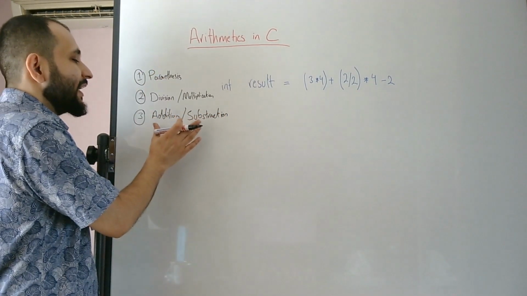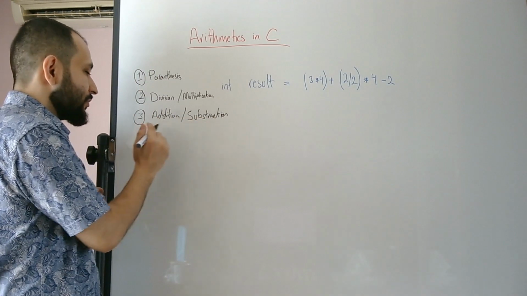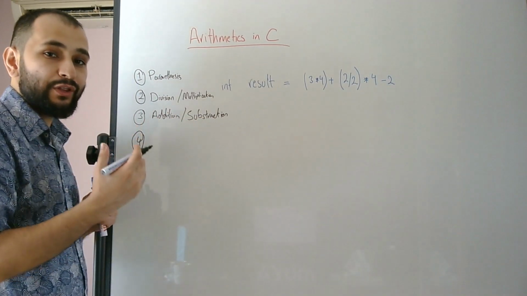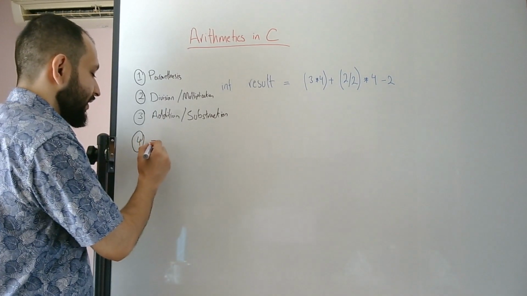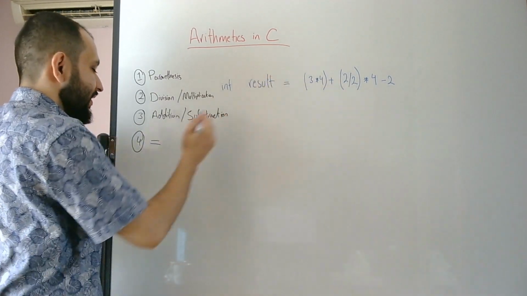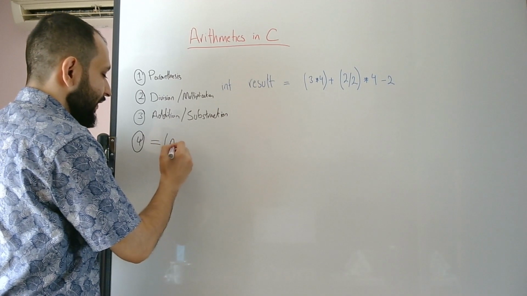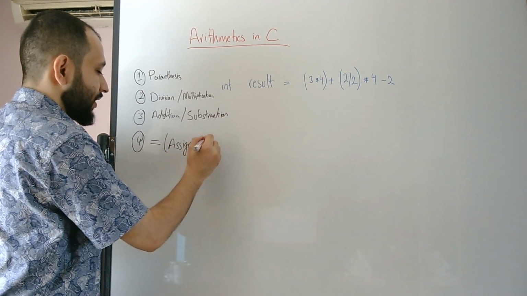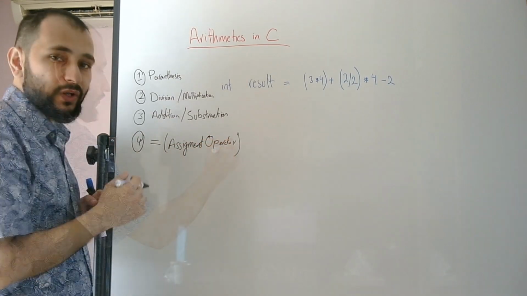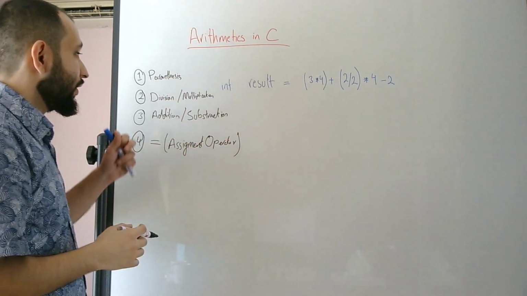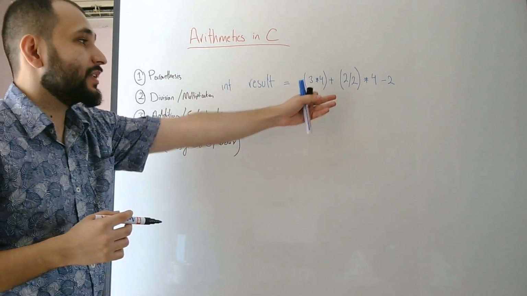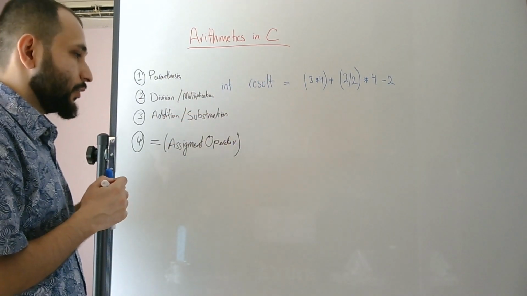Once we have completed the addition and subtraction part, finally the last precedence goes to the assignment operator, or this equal sign that you can see in here. This is the assignment operator. The last precedence goes to the assignment operator. So now, based on this precedence order that we have written on the board, we can evaluate this statement in the C programming language.